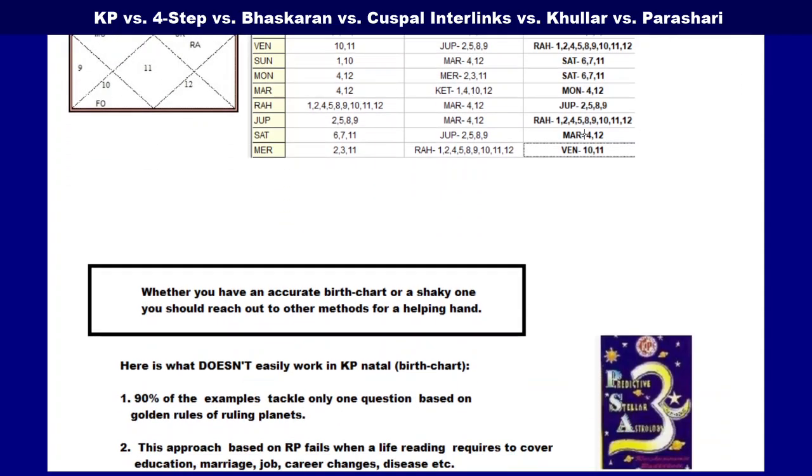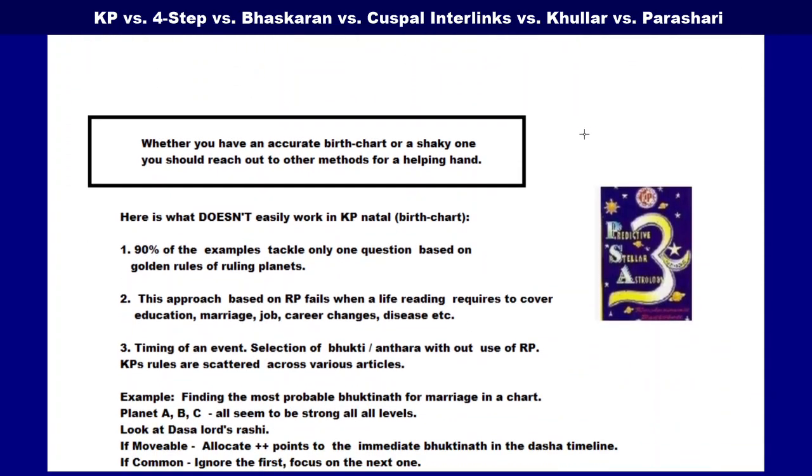So this is what we discussed about the tolerance in the time of birth, and we looked at the Cuspal Interlink and Khullar and Bhaskaran methods, and we found that those are not very practical. Now the second thing is that with so many methods floating around, what do we do? Do we just focus on one single method? I would strongly say that you should reach out to other methods for a helping hand.